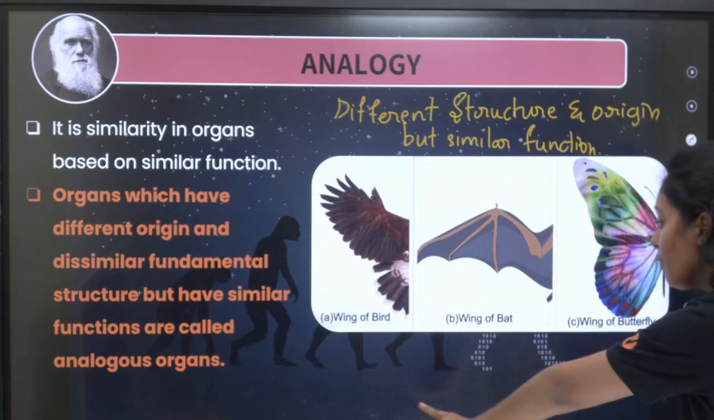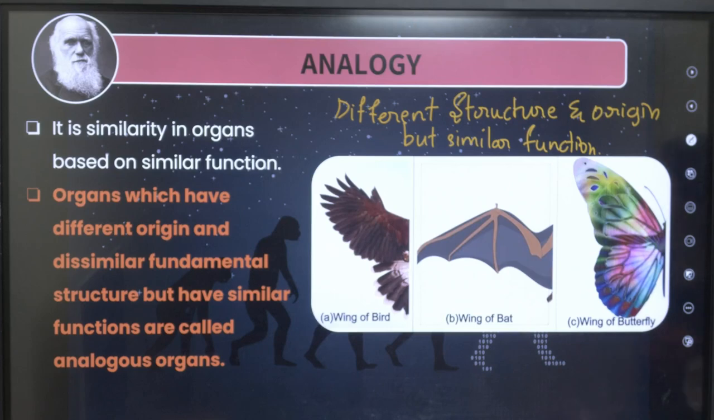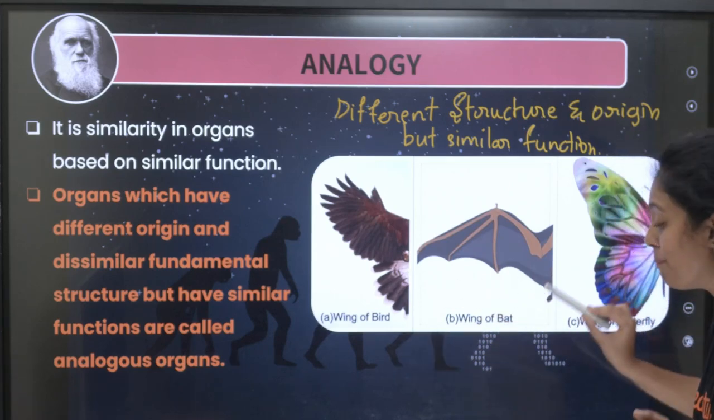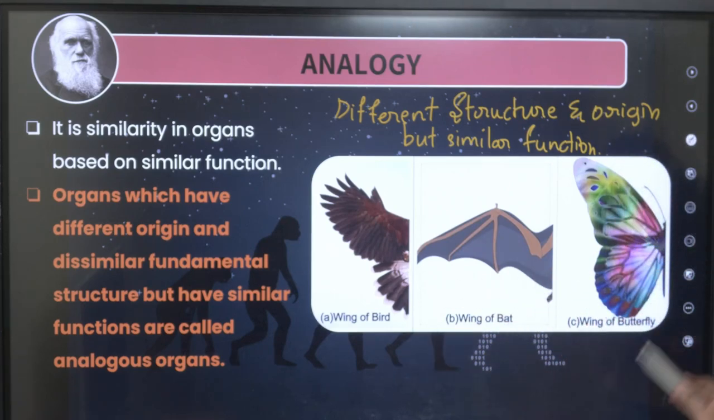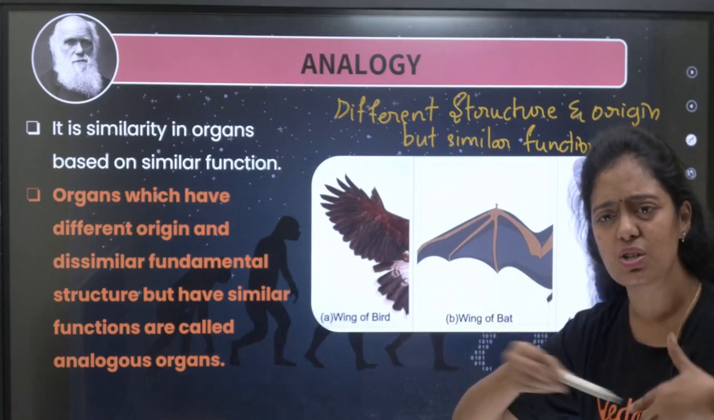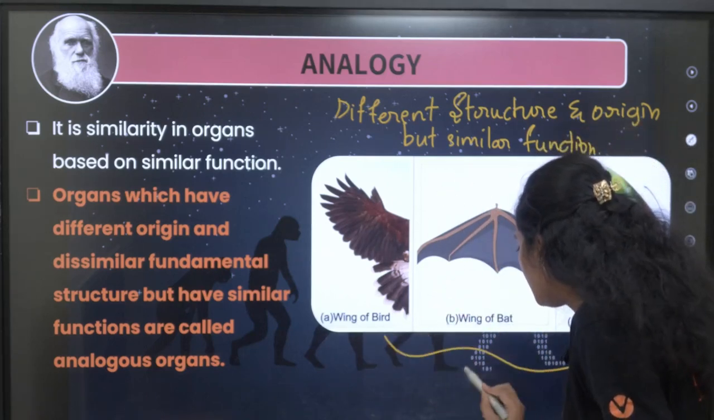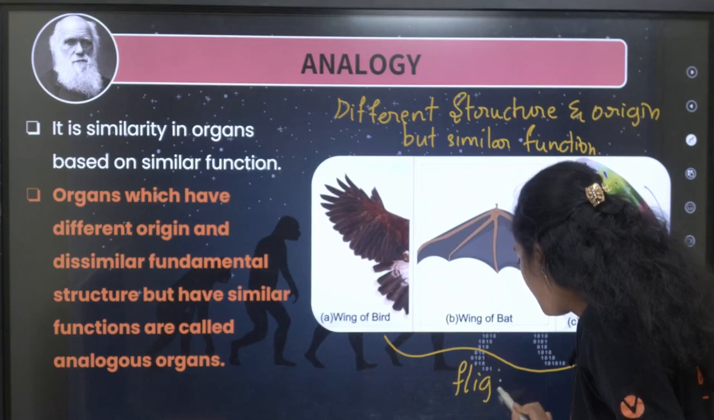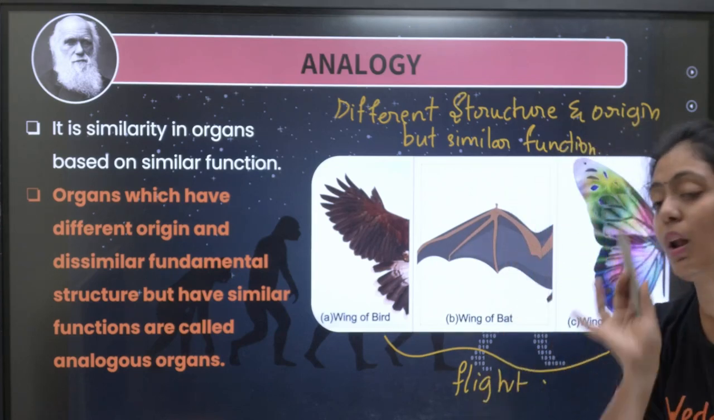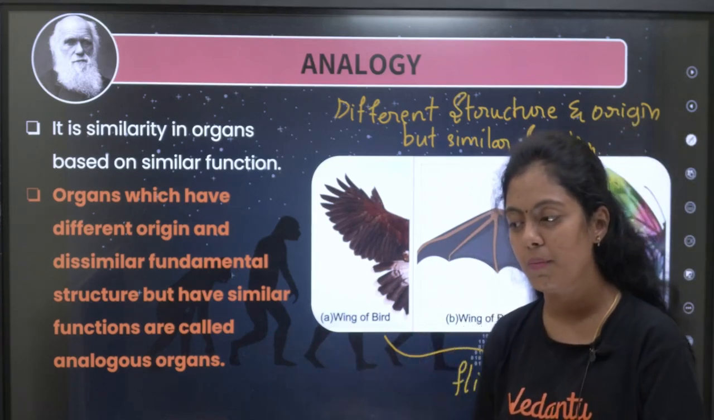Inga paarunga, wings of bird, wings of bat, wings of butterfly. Bird is an ave, okay, bat is a mammal. Butterfly is an insect. They have different structure, different origin, but all the three help in flight. That is what we call analogy. Romba, romba, romba mukkiyamana vishayam.